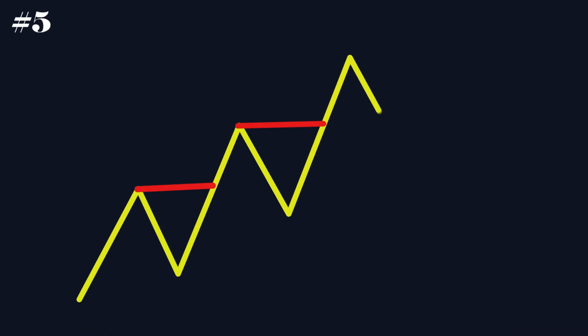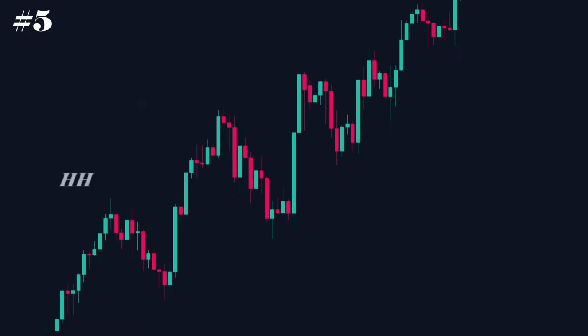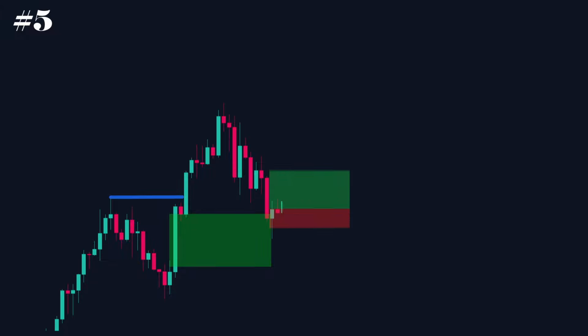Number 5. A fair value gap that forms when a structure breaks is called a golden zone. When the chart moves into an uptrend, it forms higher highs and higher lows. For example, in a bullish market, the previous high is broken, and a fair value gap appears. Wait for the pullback and take a buy position.